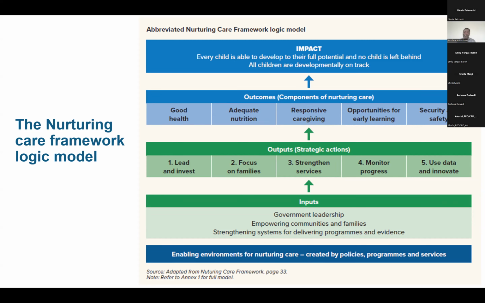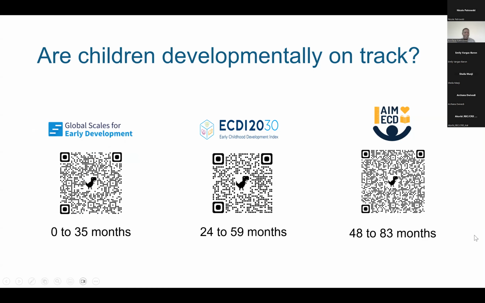And allow me to underline those words. Every child. So we are not leaving any child behind, but all the children, in respect of their situation, wherever they are, they need to develop their full potential. And also the children should be developmentally on track. As we know, that's the desire, the dream, that by 2030, all boys and girls should be developmentally on track. So this is the abbreviated nurturing care framework logic model, which is summarized as I have elaborated.